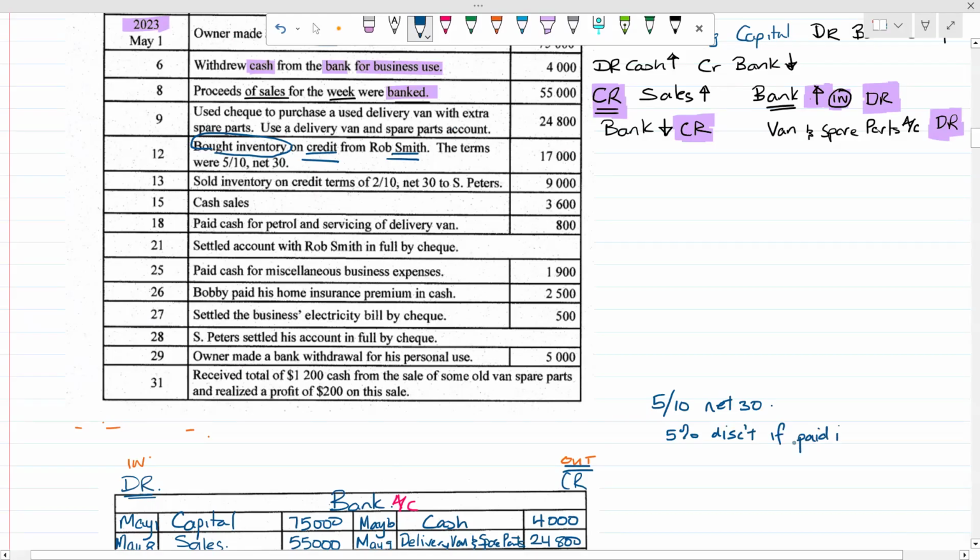When sales go up, you credit it, and when bank goes up, you debit it. When sales go up, sales is always credited, all the time. And purchases is always debited, all the time. So anytime you hear sales, you always write it on the credit side of our sales account. Anytime you hear purchases, you always write it on the debit side of our purchases account.